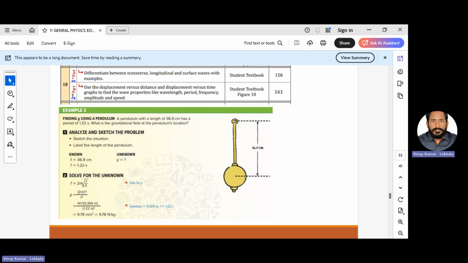Next, coming here, there is a question about a pendulum. This is a pendulum, a string attached to a weight or mass. We need to calculate the gravitational field at the pendulum location, so we have to calculate g. The formula is time period T equals 2 pi times square root of L by g. L is given as 36.9 centimeters, so convert it into meters, and time period is given as 1.22 seconds. So g equals 4 pi squared L by T squared. Substitute all the values and you will get the g value.